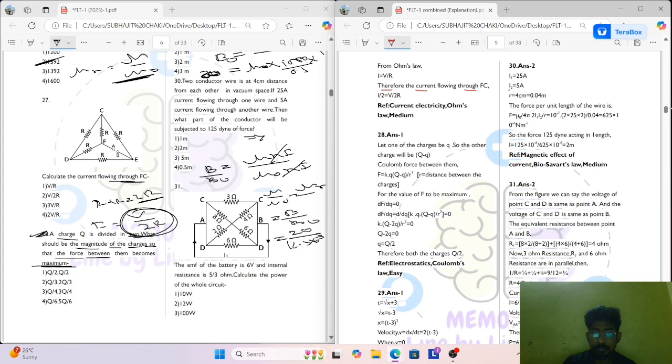So from this we are getting k and r square, it will be equal to 0. That means Q minus 2q will always be equal to 0. So Q will be equal to 2q. That means q will be equal to Q by 2. As I told you, always the half. Remember this: if one charge is half of the total, the force between them will be maximum.